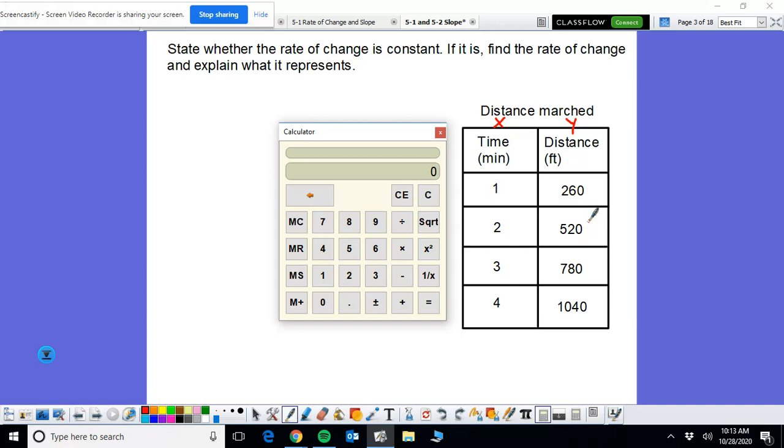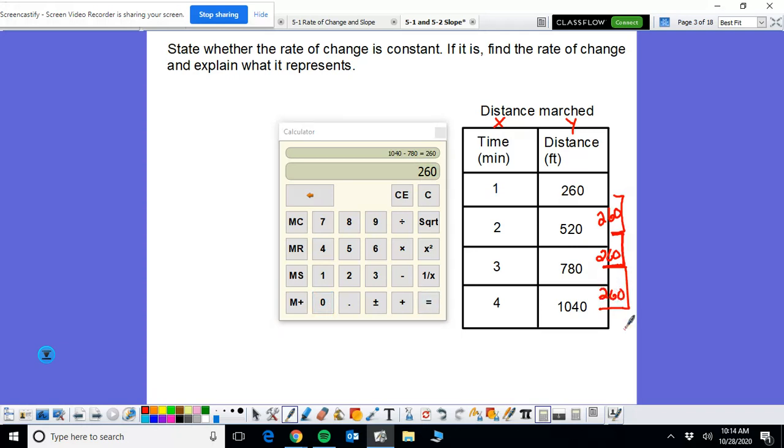Now, difference is a key word in math. That means subtraction. What's the difference between 260 and 520? So you start with your bigger number, 520 minus 260, and we end up with actually 260. So from here to here, I have a difference of 260. I'll sneak a little 260 right there. Now, what about from here to here? Let's see, from minute 2 to minute 3, how far did they march? 780 minus 520, 260 again. Okay, so far they're marching perfectly. And then let's see from the last one, 1040 minus 780, 260 again.